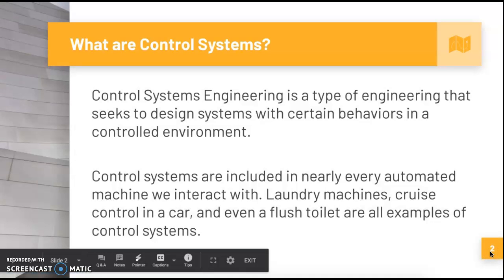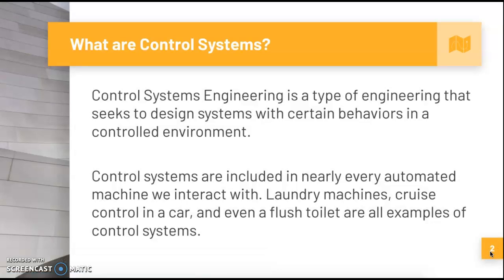There we go. So control systems are a type of engineering, sometimes called control engineering or control systems engineering, and it is a branch of engineering that talks about designing systems. So this could be multiple machines, this could be computer chips working together. But it's a system where we want a certain behavior within a controlled environment.